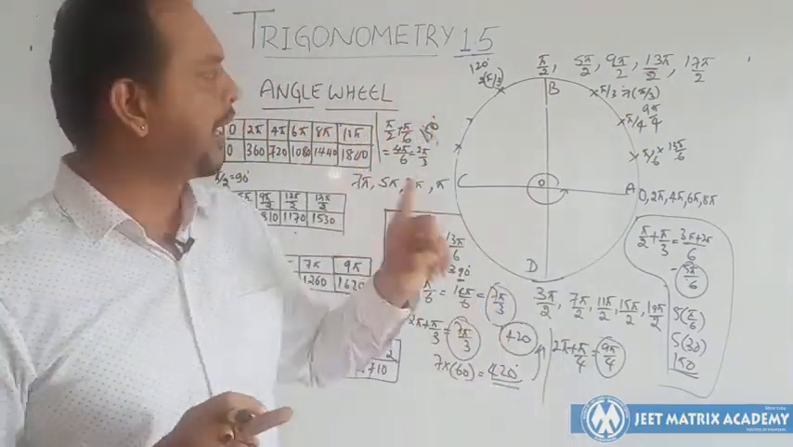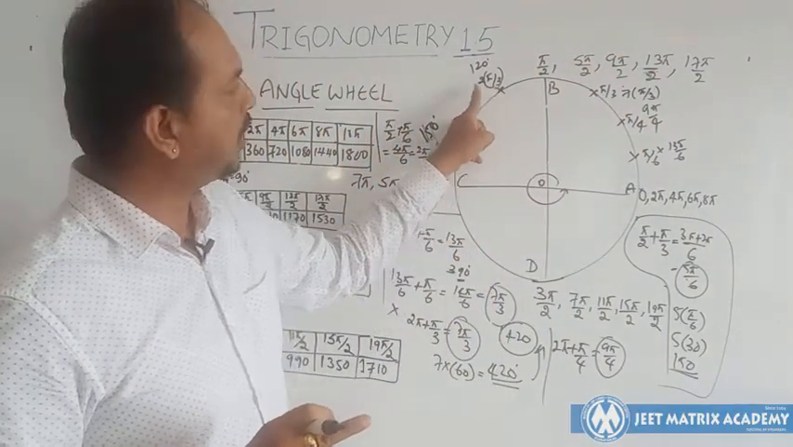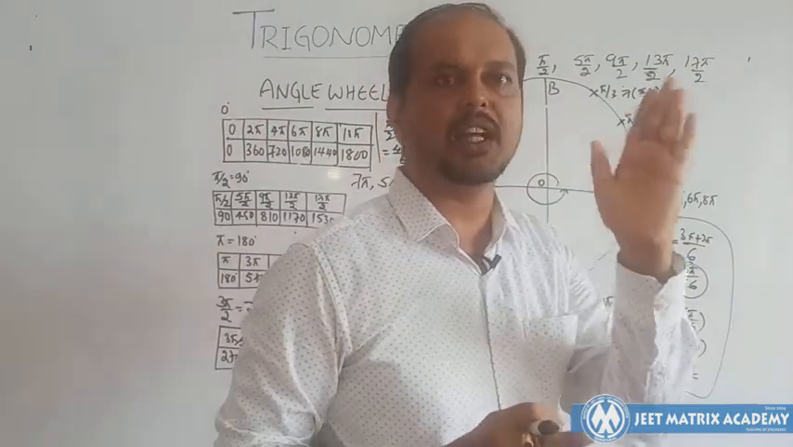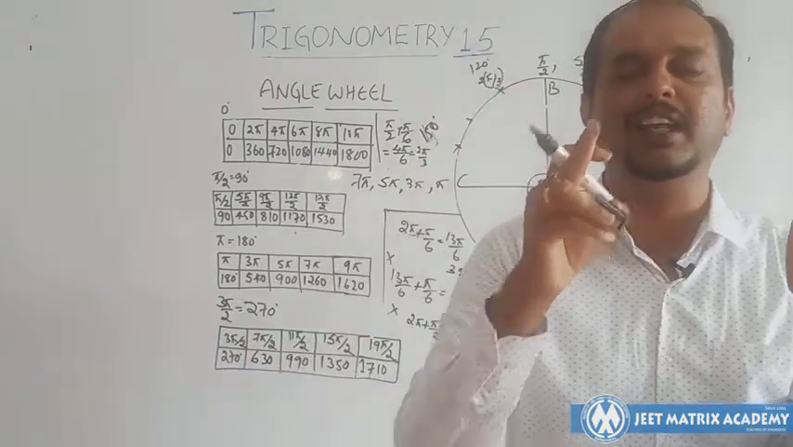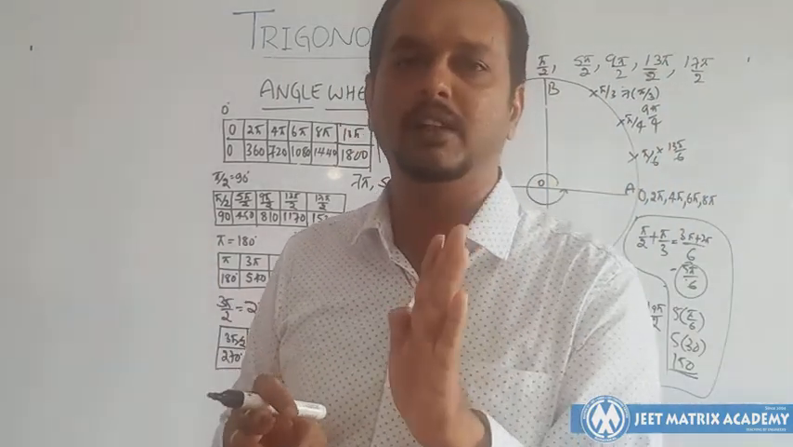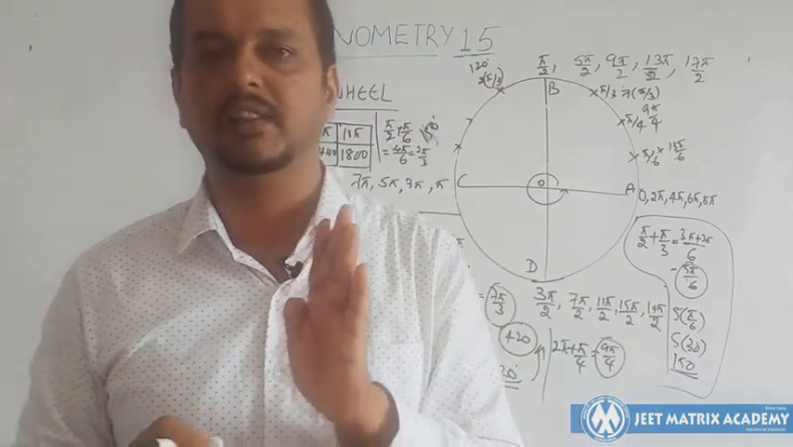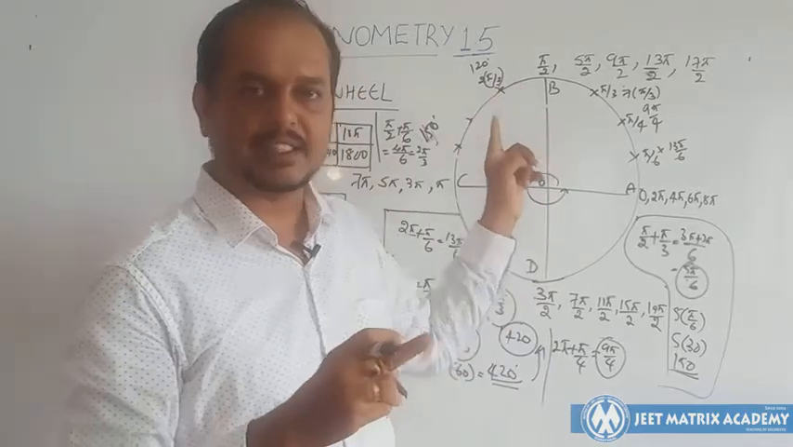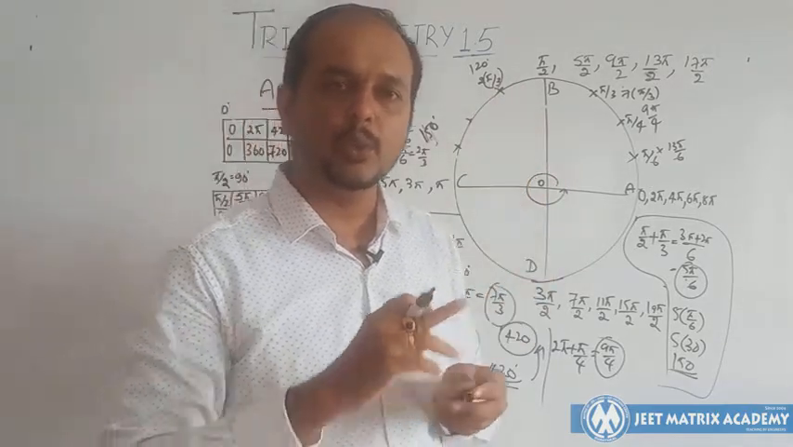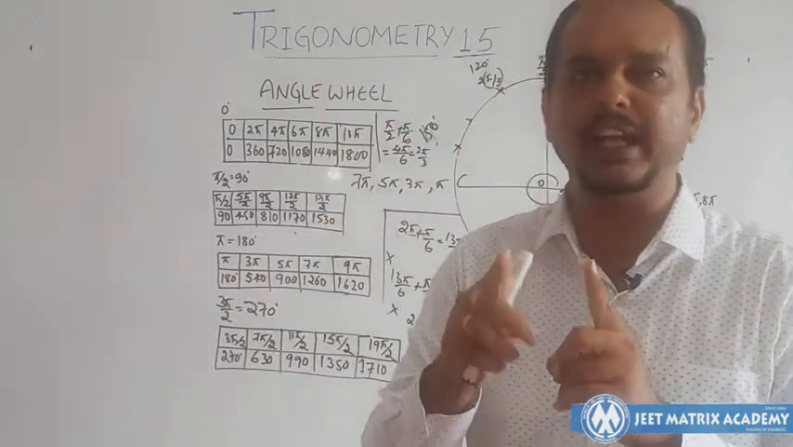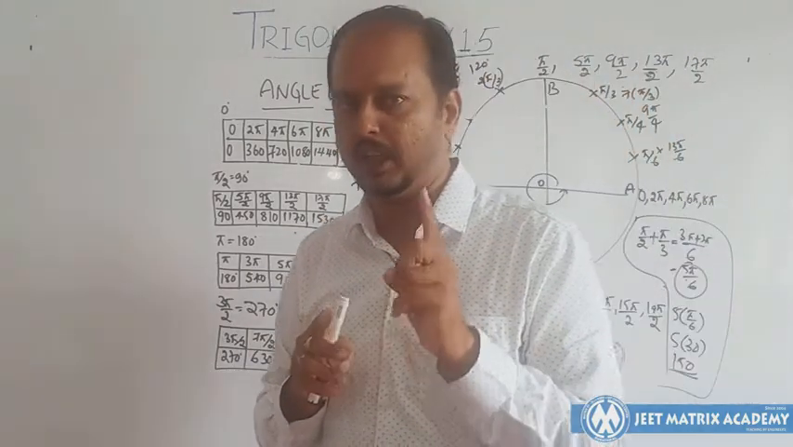Similarly 3 into pi by 3, 2 into pi by 3, that is 2 into 60, 120, after 90, 120, or 90 plus 30, 120, or 2 into 60, that is 120, like this. That position you try to imagine in different ways. I mean to say 90 plus 30 is 120, one way.